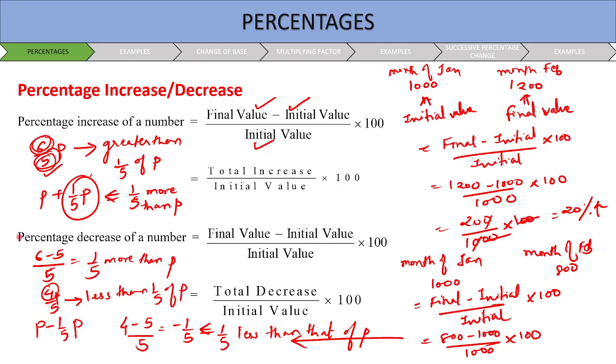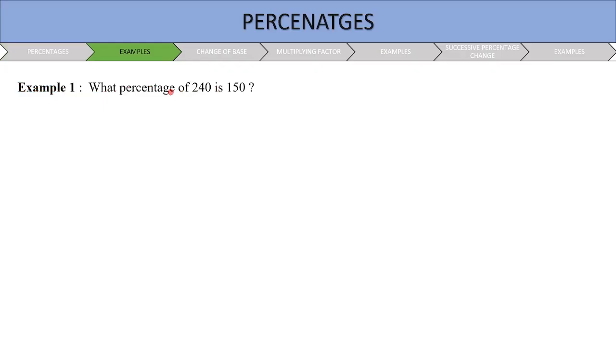You have to do the same thing. Consider your numerator as your final value and your denominator as your initial value and solve it to get the percentage increase or the fraction increase or fraction decrease also, you can say. So I hope this understanding is clear about what is percentage increase and decrease. Now we will solve certain examples and try to understand all the concepts which we have discussed.